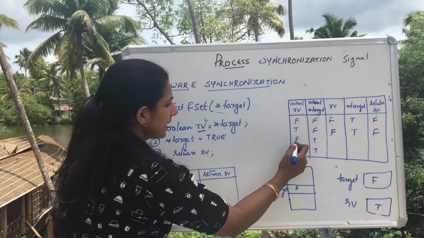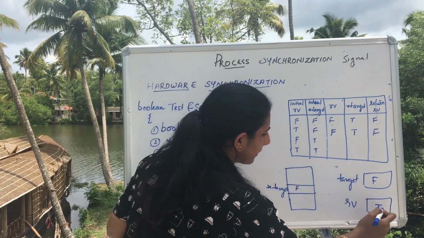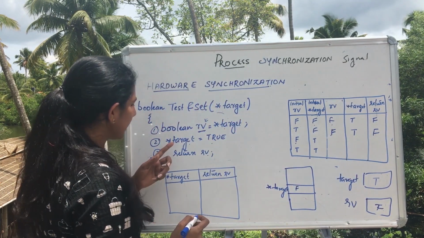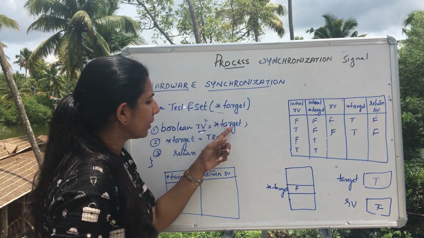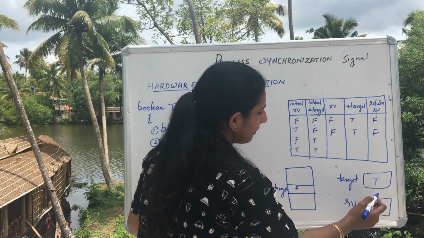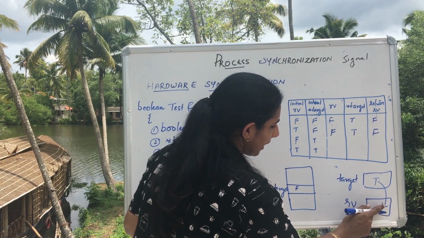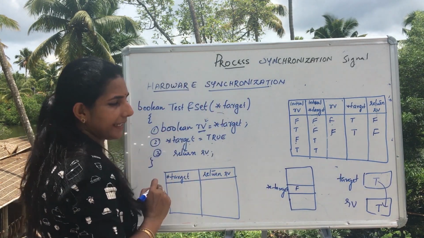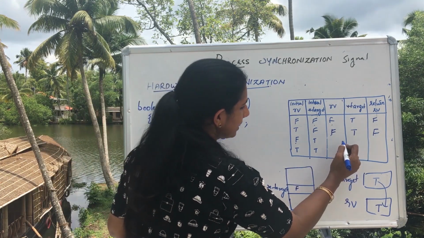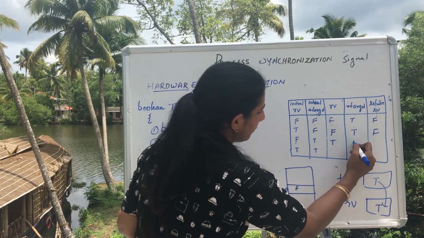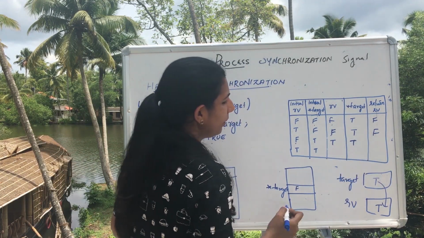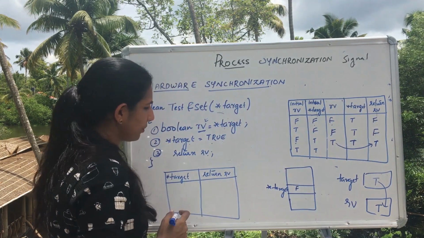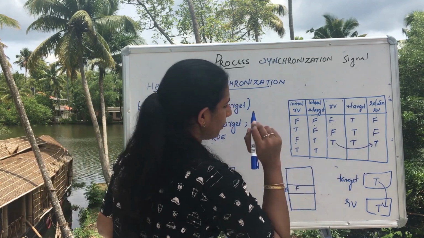The third case is RV is false and target is true. The first line says Boolean RV is equal to target. So RV is getting the value of target. So it is true, and target is set to true in the second line over here. So this becomes true and false, true and true, and the return value is true. So the line number 3 ends up with the true value.